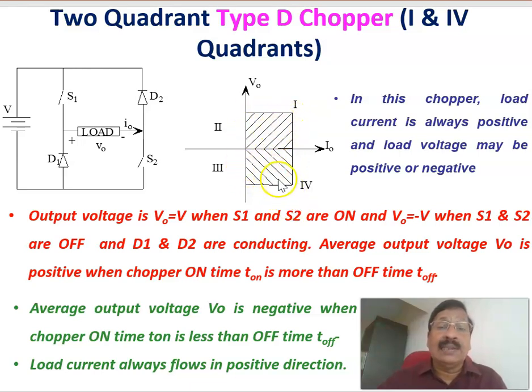But in this case, the voltage is negative and the current is positive. Again, the product V into I is negative, which means braking action, and since V is negative, omega is negative, so reverse braking action is taking place. This is the chopper configuration for the type D chopper. It is a two quadrant chopper with switches S1 and S2, and diodes D1 and D2. The load is connected between these, and this is the DC source.